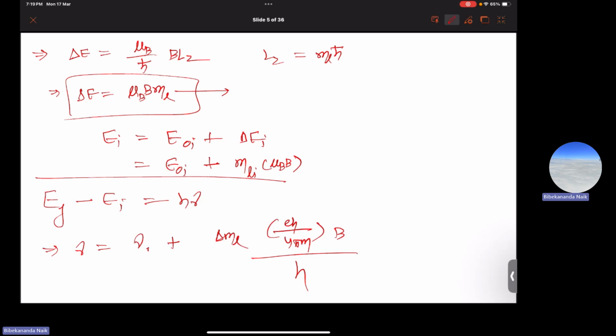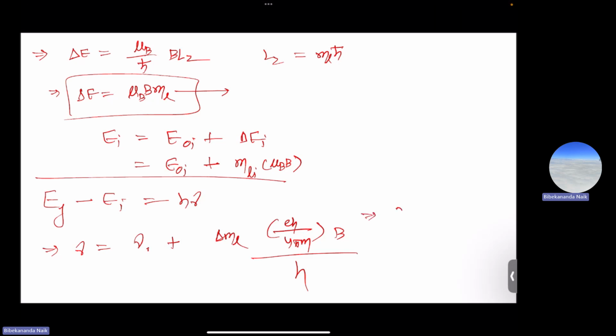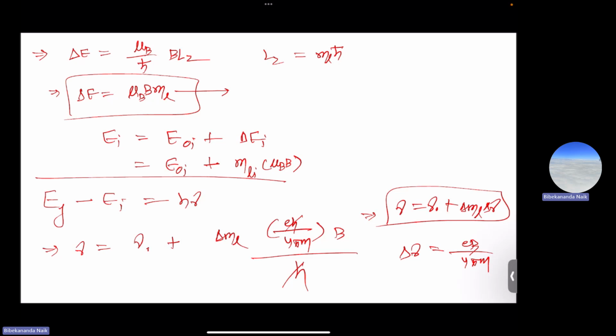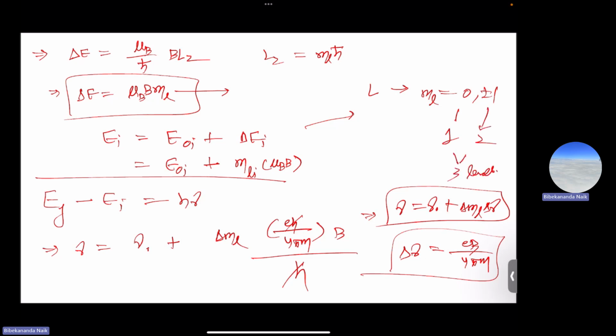You can write it otherwise: nu is nu 0 plus delta ml delta nu. So the shift in frequency is eB by 4 pi m, since the h cross gets cancelled out. So this is the case of the normal Zeeman effect. In the normal Zeeman effect, since there is only L, the selection rule will be delta ml equals 0, plus or minus 1. So there will be 3 lines into which it will be split.